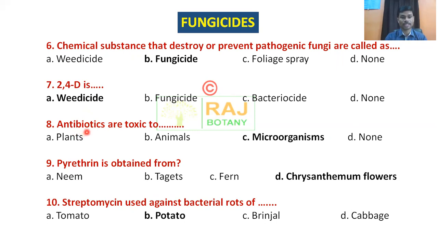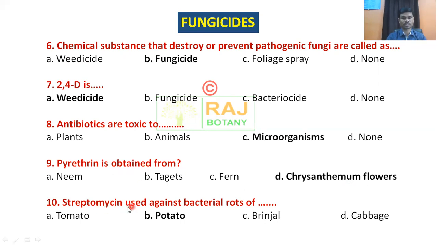Then next MCQ, antibiotics are toxic to... The antibiotics which are gained from the bacteria are also used against and to kill the pathogenic microorganisms. Therefore, antibiotics are toxic to microorganisms. Then pyrethrin is obtained from the chrysanthemum flowers. It is a flower of the chrysanthemum plant from which pyrethrin is obtained.